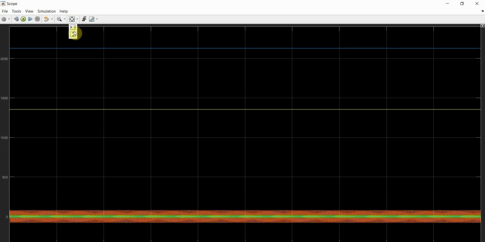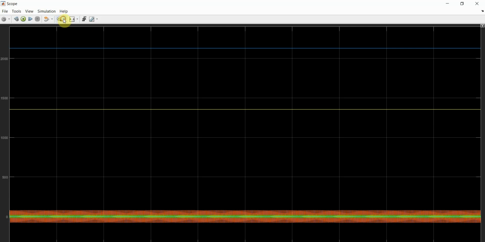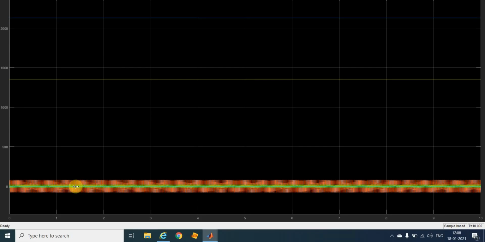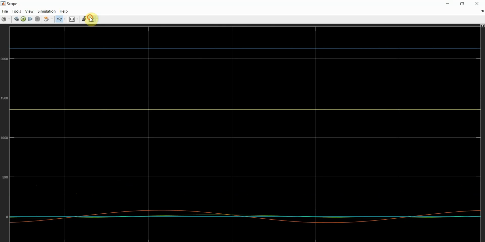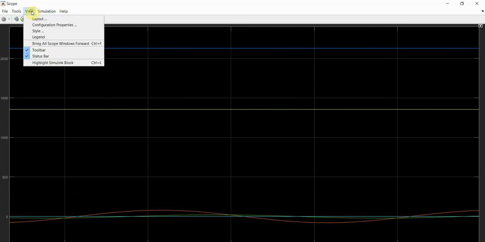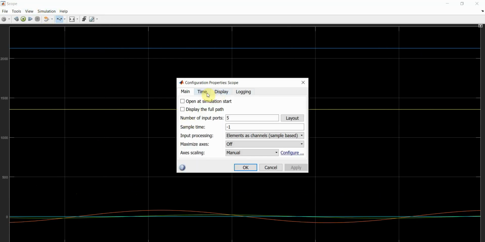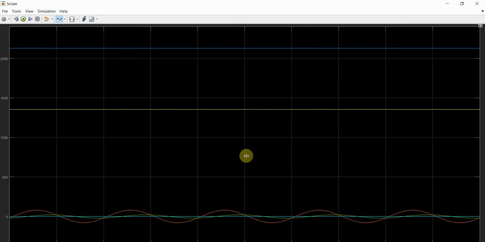Just I will zoom it. It is better to display from here. 0.1 I will take. See, and I will take different active display.